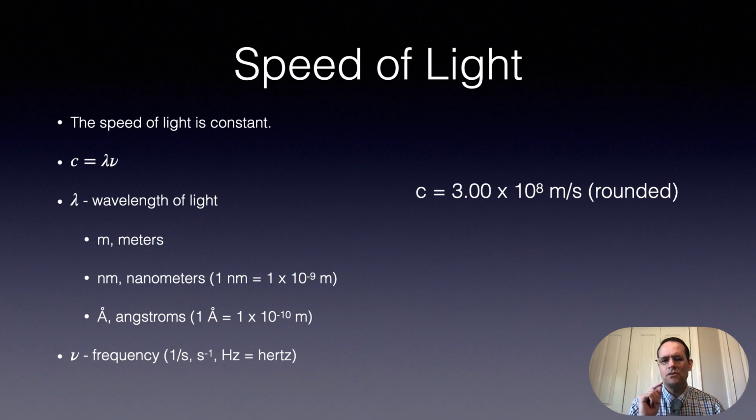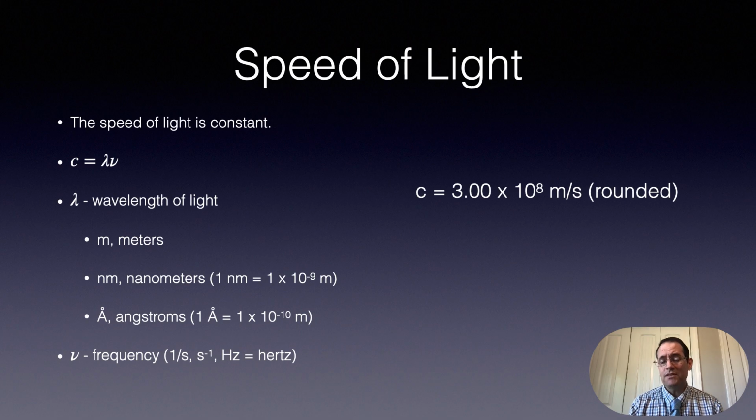Now the speed of light equation right here, you want to memorize this. c is equal to lambda times nu. Lambda is that kind of upside down y. That's called the wavelength of light, and it can be in 3 different units we use a lot in chemistry. We use meters. We use nanometers, which is a billionth of a meter, 10 to the minus 9th meter. Or we use angstroms, which looks like an A with a little circle on top. An angstrom is 10 to the minus 10th meters, okay?